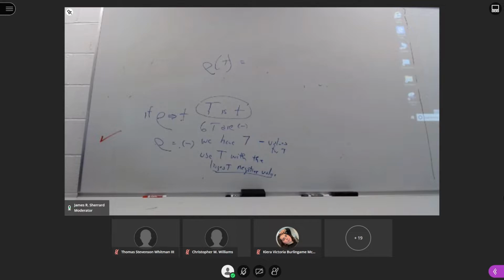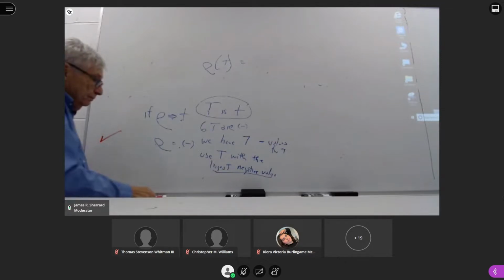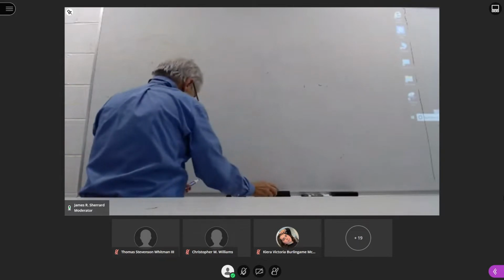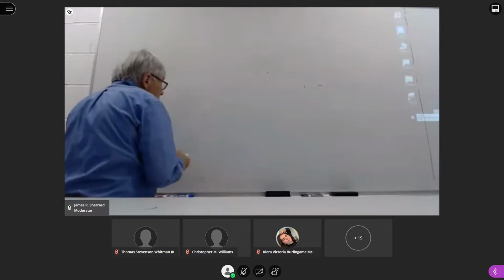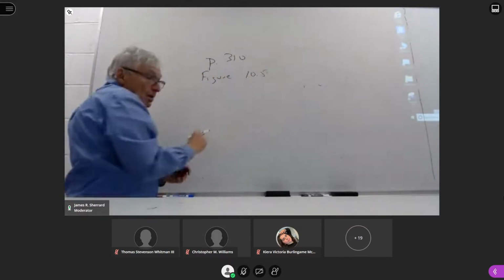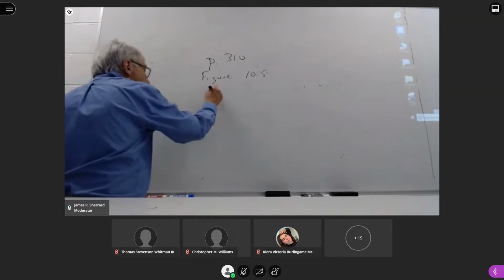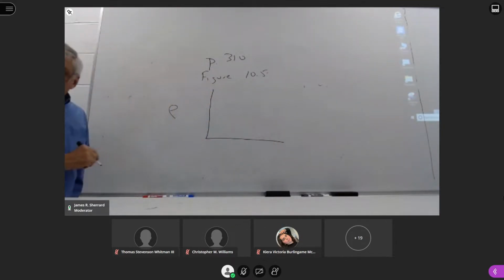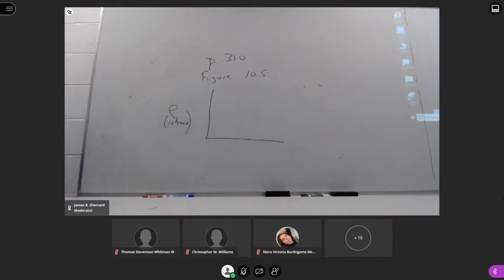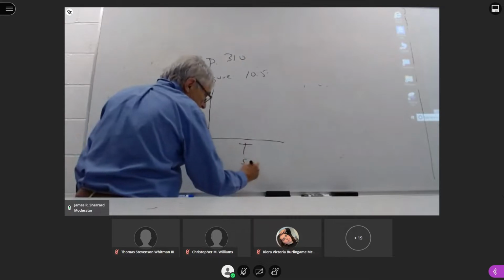Okay. The final thing I think we'll cover for today is, if you could flip over in your book to page 310, and in particular, I want you to look at figure 10.5. And that is a plot of reactivity in N-hours versus reactor period in seconds.